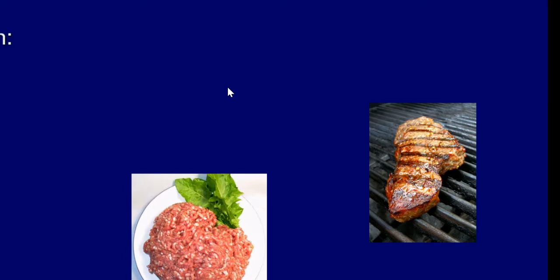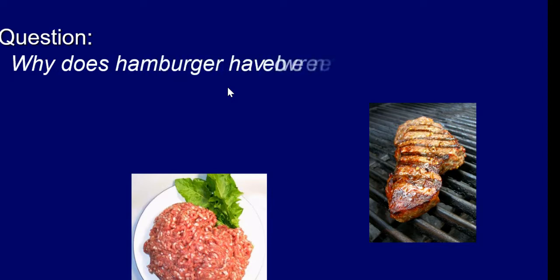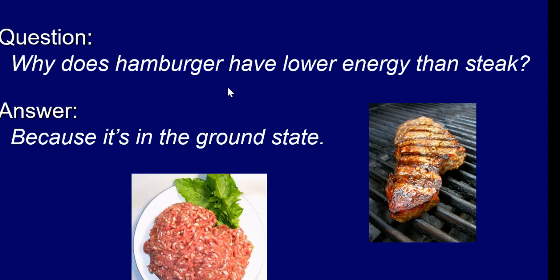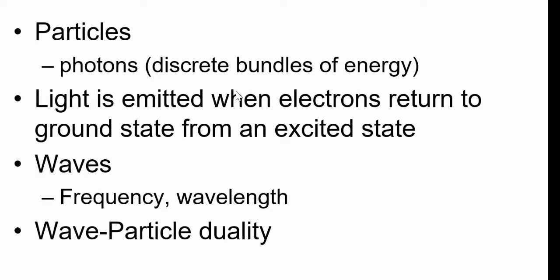All right, we got some humor here. Haven't had humor for a while. Here it is. Here's the question. Why does hamburger have lower energy than steak? And the answer, as you might know, is because it's in the ground state. Not very funny.